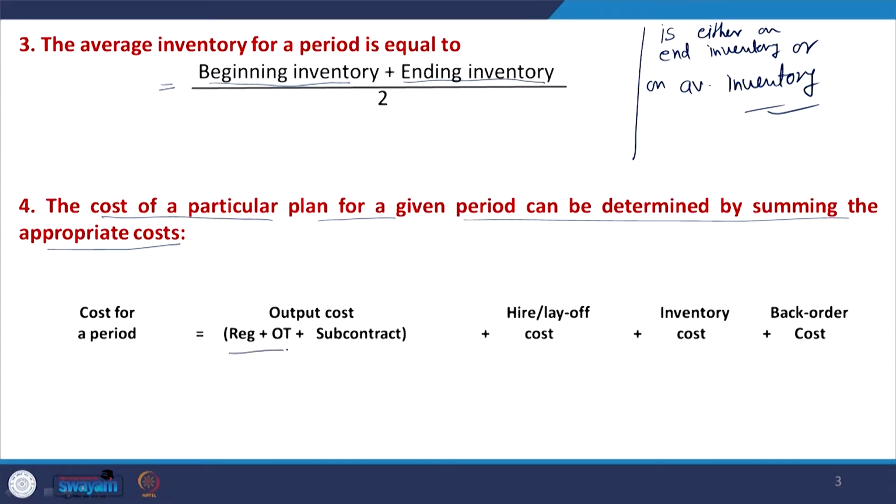So, you see that one cost is the output cost, which covers regular time, overtime and subcontracting. How much you have produced in the regular period, how much in the overtime period, and how much you have subcontracted. So, that is the output cost. Then you have hired some employees, so the hiring cost, and you have laid off some employees, so the layoff cost. That is the second type of cost, with respect to hiring and laying off.